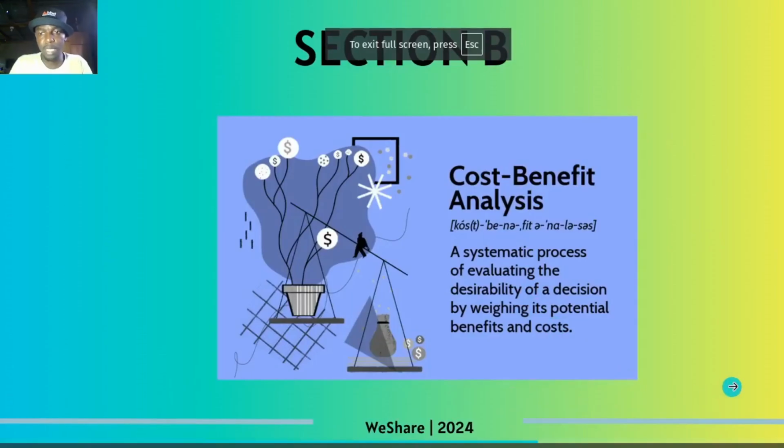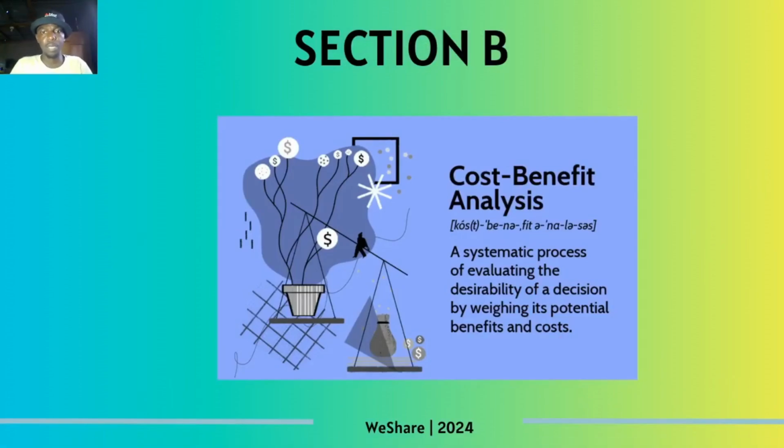Okay, greetings. Today I'll be explaining section B, which is cost benefit analysis. Cost benefit analysis is simply a systematic process of evaluating the desirability of a decision by weighing its potential benefits and costs. When we go to costs, we won't dive too deep into it because we didn't spend any money developing this project.